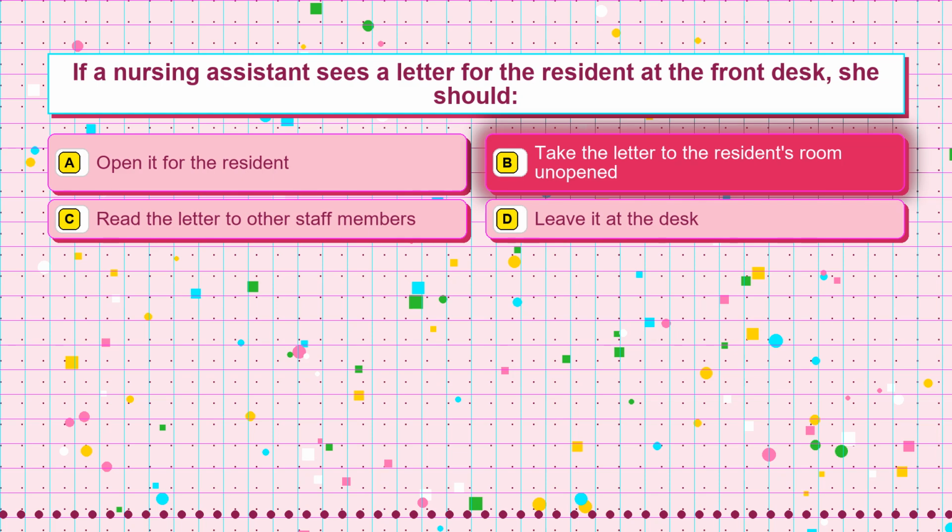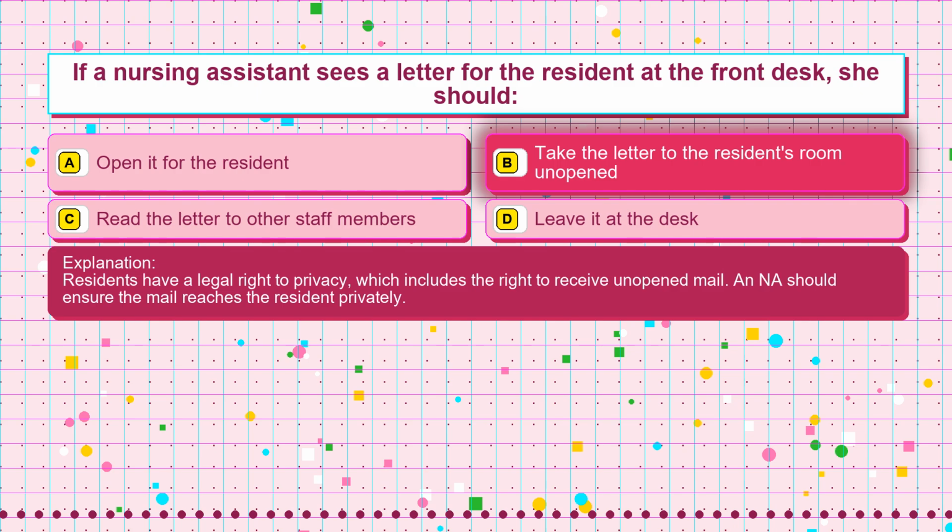The correct answer is option B, take the letter to the resident's room unopened. Residents have a legal right to privacy, which includes the right to receive unopened mail, and the NNAAP should ensure the mail reaches the resident privately.